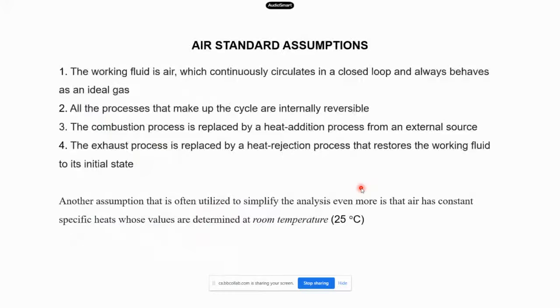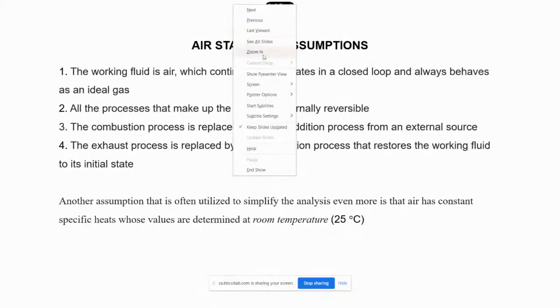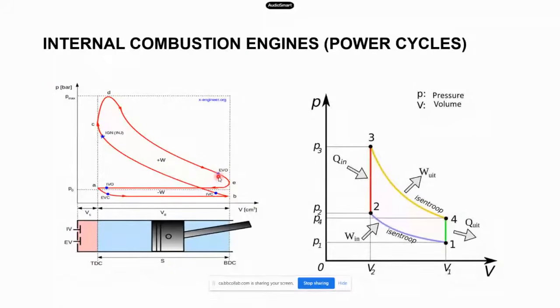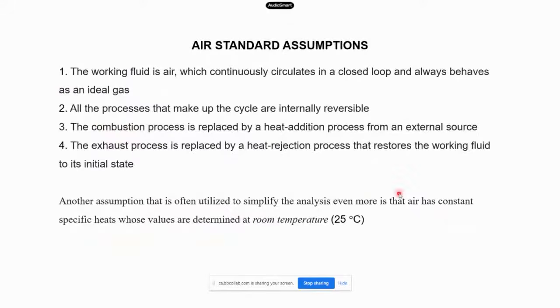That is another assumption. Now, assumption number 4, we say that the exhaust process is replaced by a heat rejection process that restores the working fluid to its initial state. Again, this is not true, because remember, between EVO and that point here is when the valve opens to allow the mixture to leave the chamber. But in this case we say no, we are not going to have that, because this is a closed loop. We replace this with a constant volume heat rejection. So this is another assumption.